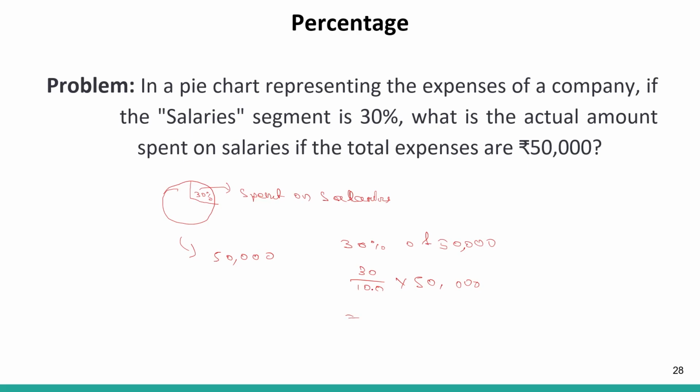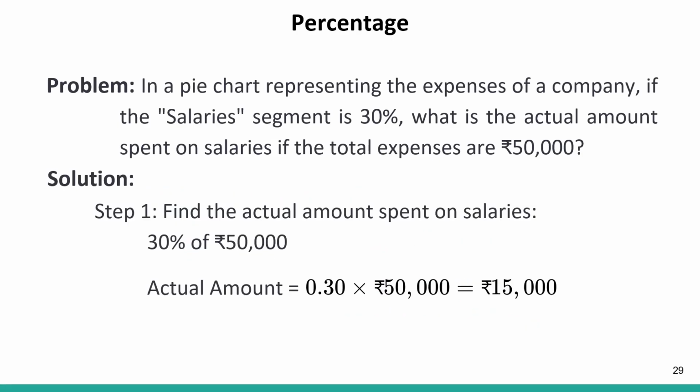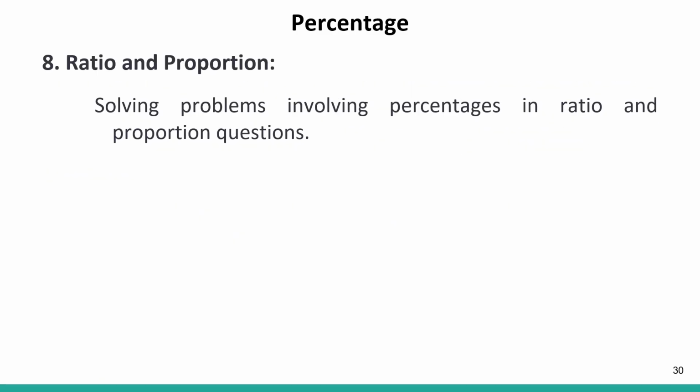is equal to, so 2 zeros are cancelled here. So 30 into 500, that is equal to 15,000. So 15,000 rupees is spent on salaries. Okay. So the actual amount spent on salaries is 15,000 rupees. So 15,000 is final answer. So find the actual amount spent on salaries. If we go for step-by-step solution, then 30% of 50,000 is equal to 0.30. What we did was converted it to a fractional part first, then multiplied with the original amount, that is the total amount 50,000, that is equal to 15,000.